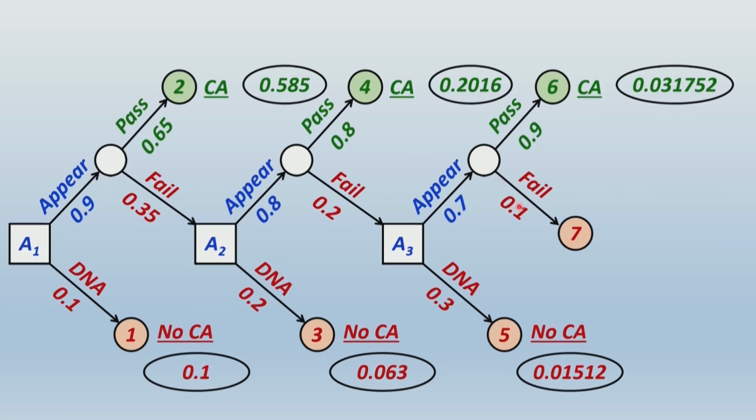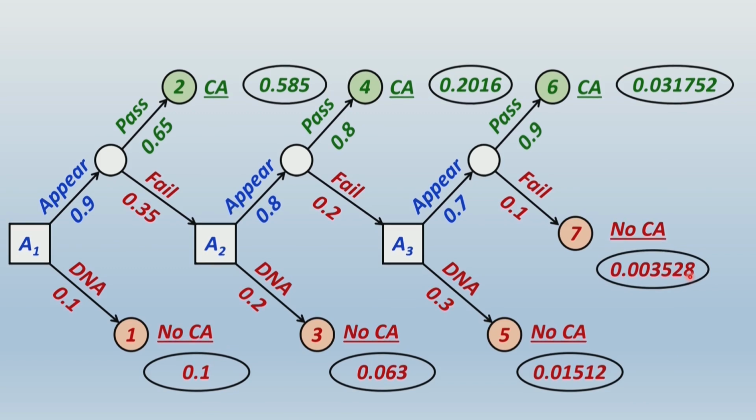Now if he fails the exam, it will be again an end outcome. No more chances will be given after this as per the condition given in the example. Now how would you reach over here? Appear in the first, fail in the first, appear in the second, fail in the second, appear third time and again fail the third time. So the joint probability for this path, which leads to outcome number 7, will be appear, fail, appear, fail, appear, fail. That will be 0.9 into 0.35 into 0.8 into 0.2 into 0.7 into 0.1. So that end outcome is no CA with a joint probability of 0.003528.